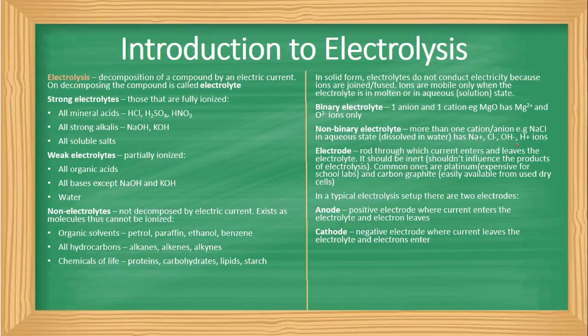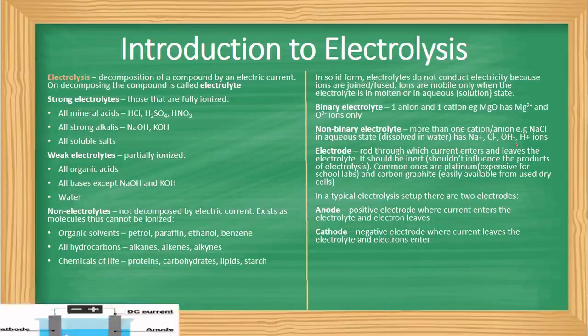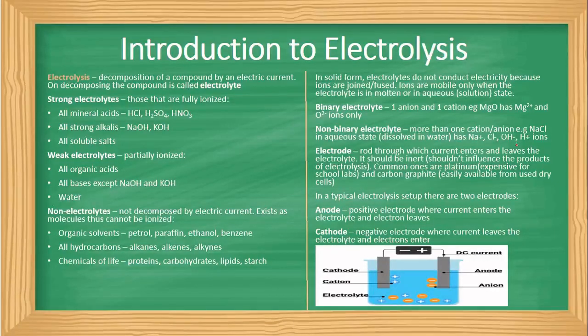There is also the cathode, which is the negative electrode, where current leaves the electrolyte and electrons enter, or electrons are gained. So in an example setup, or just to represent this diagrammatically, you can see that these are the electrodes.